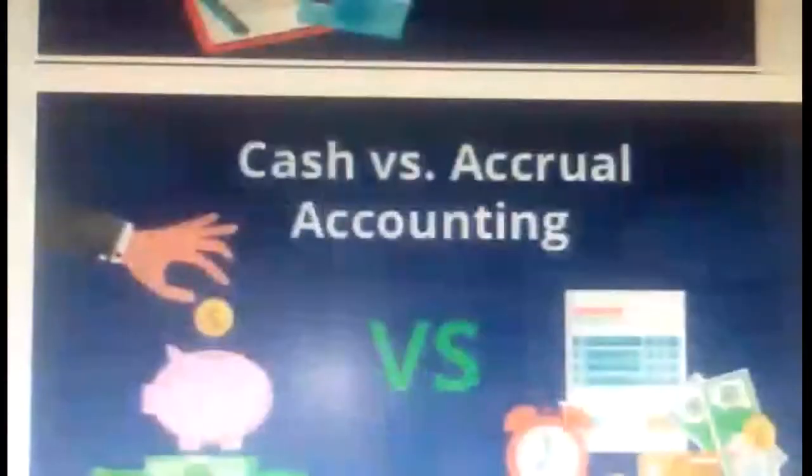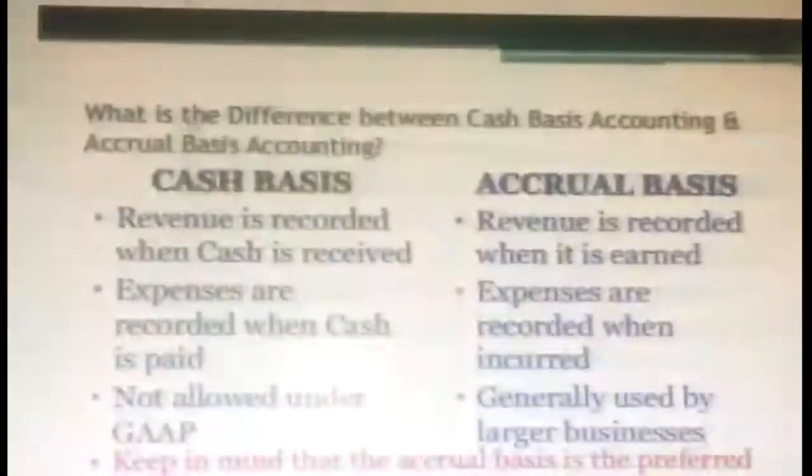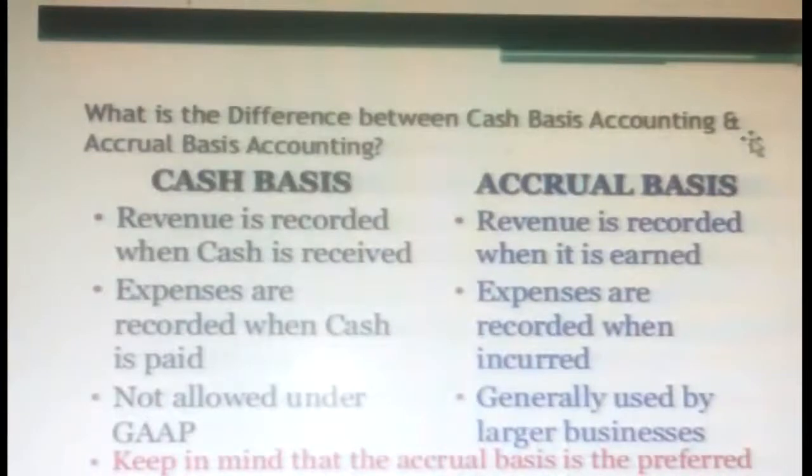So record income when you receive it, that comes under cash basis, and record an expense when you pay it, that also comes under cash basis, correct. So what is the difference here, cash versus accrual accounting? See here, the difference between cash basis accounting and accrual basis accounting. In cash basis, revenue is recorded when cash is received, but in accrual basis, revenue is recorded when it is earned. Okay, so any goods you sold, whether you received money or not, you have to account for them. Similarly, any expenses, whether you have to pay or not, you have to account for them in accrual basis, correct.